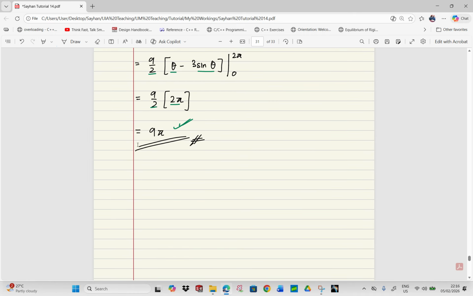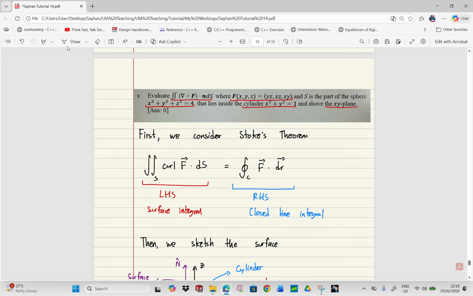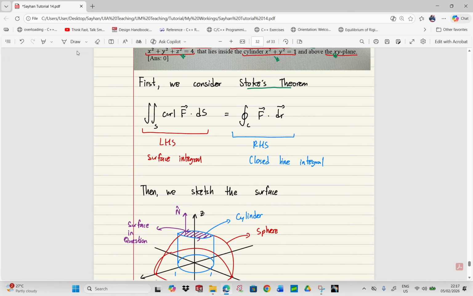Then coming to the last question of the day, question number 9. Also evaluate the integral. This is a surface integral, where they give you F, and S is part of the sphere. They give you the sphere equation that lies inside the cylinder above the xy plane. So first we consider Stokes' Theorem. We have the left hand side, the surface integral, and the right hand side, the line integral.